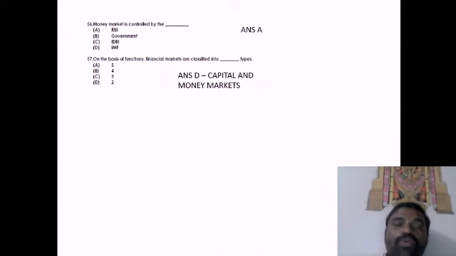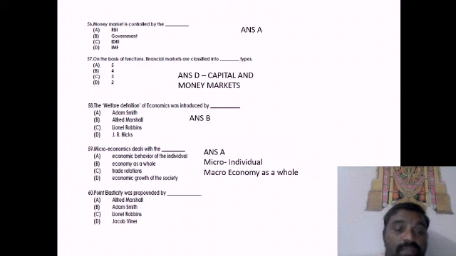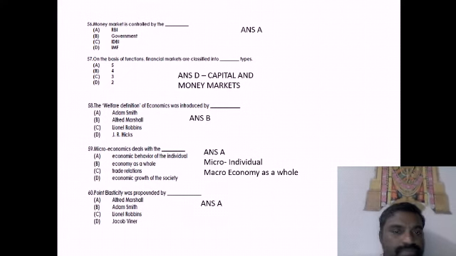Next, money market is controlled by, in India, the RBI. And on the basis of the functions, financial markets are classified into two types. That is answer D, capital markets and money markets. And next, welfare definition, again it is repeated, Alfred Marshall. And microeconomics deals with, first question we have seen there are two types of economics, micro and macroeconomics. Micro is individual, macroeconomics is the economy as a whole. Next, point elasticity was propounded by Alfred Marshall.